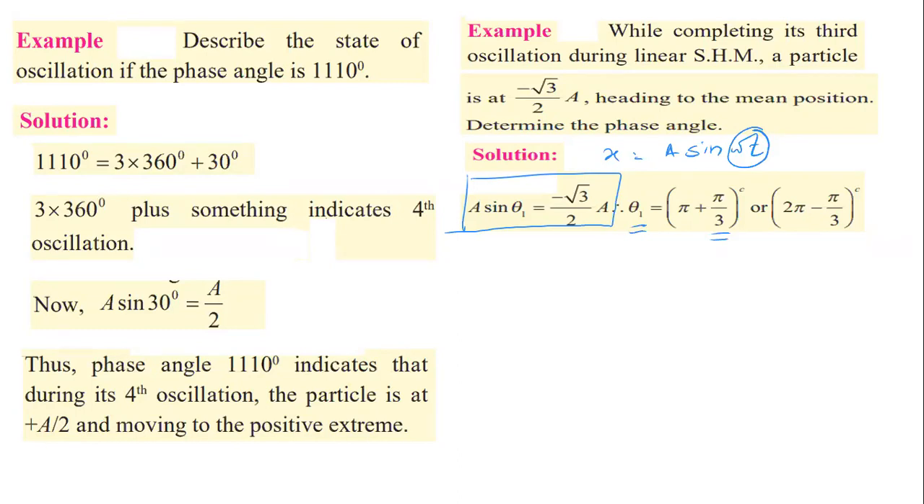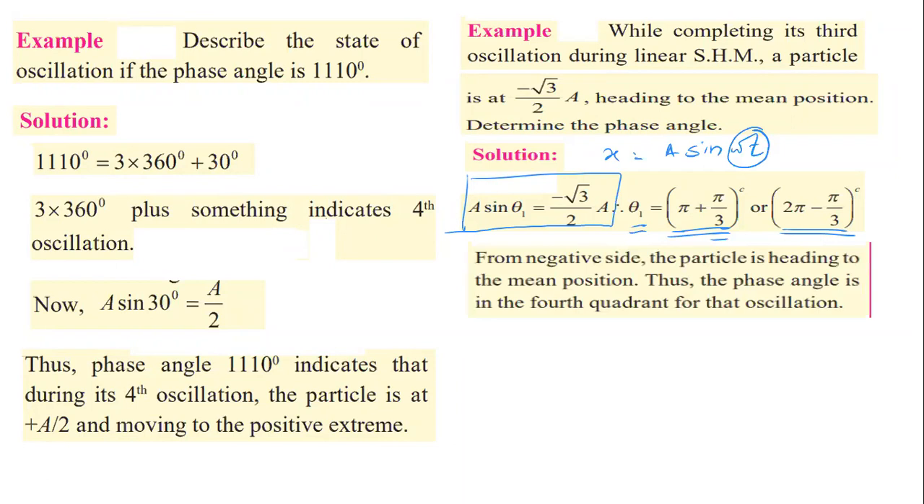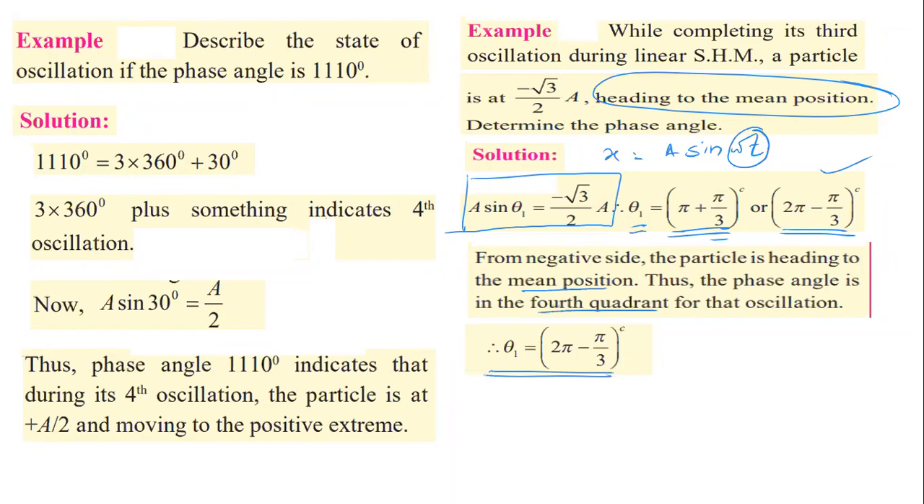Now, we can write this theta as pi plus pi by 3 or 2 pi minus pi by 3. So both are equivalent to this. But here, from the negative side, the particle is heading to the mean position, as given in the problem. Thus the phase angle is in the 4th quadrant, which means obviously this is the right one. So we can write theta is equal to 2 pi minus pi by 3.